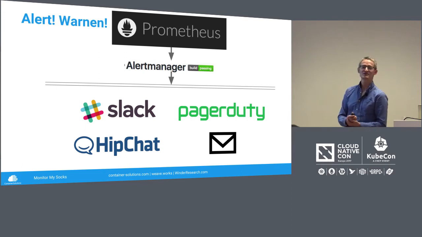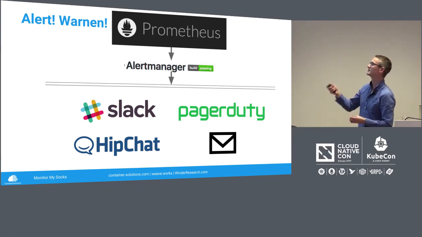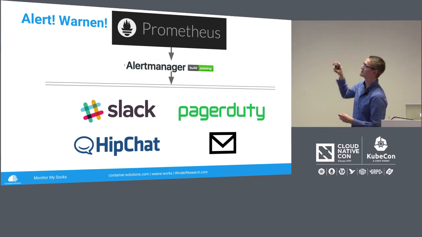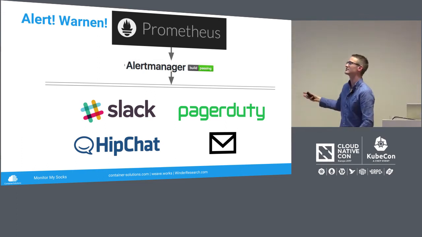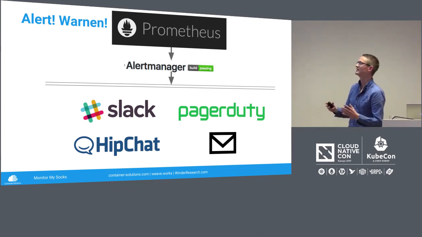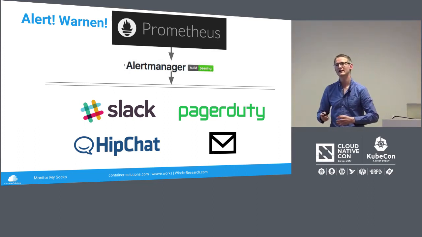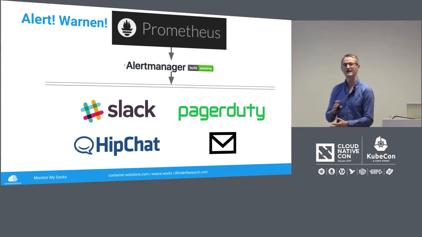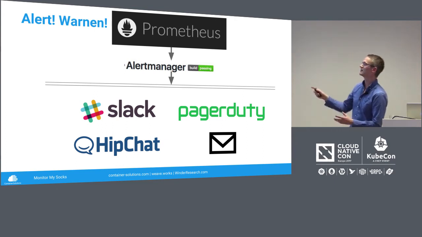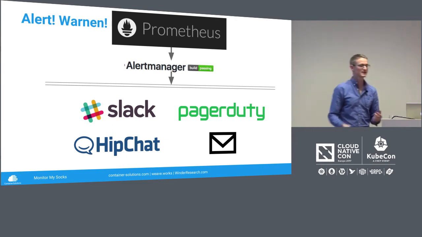Once you've got the monitoring in place, the next step is alerting. And alerting with Prometheus is done by a little side project called Alert Manager. What happens is Prometheus sends its alerts, which could come from multiple sources, into an Alert Manager. And an Alert Manager handles all of the deduplication and all of the aggregation, and then spurts an alert out to one of many services.